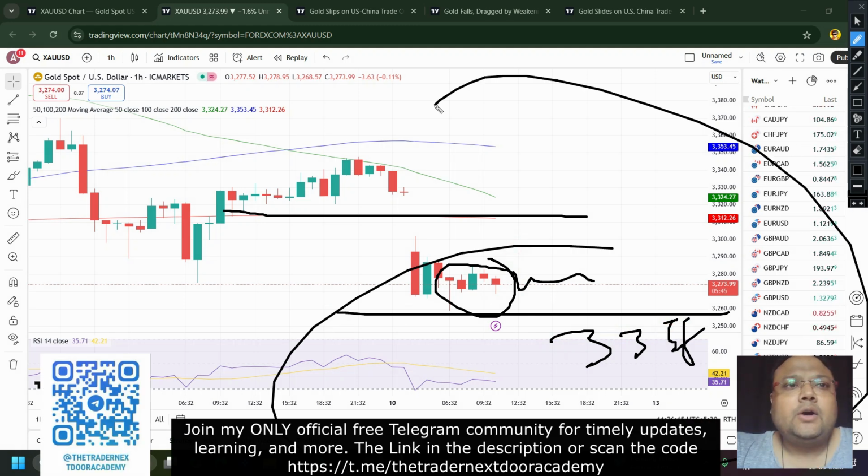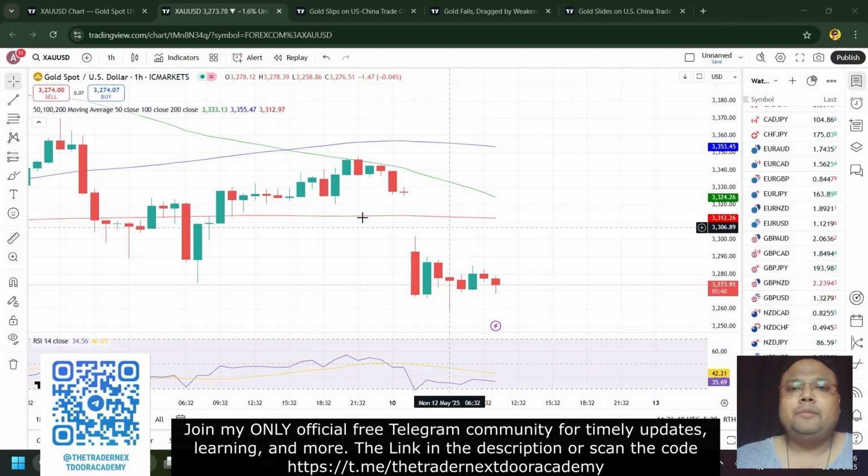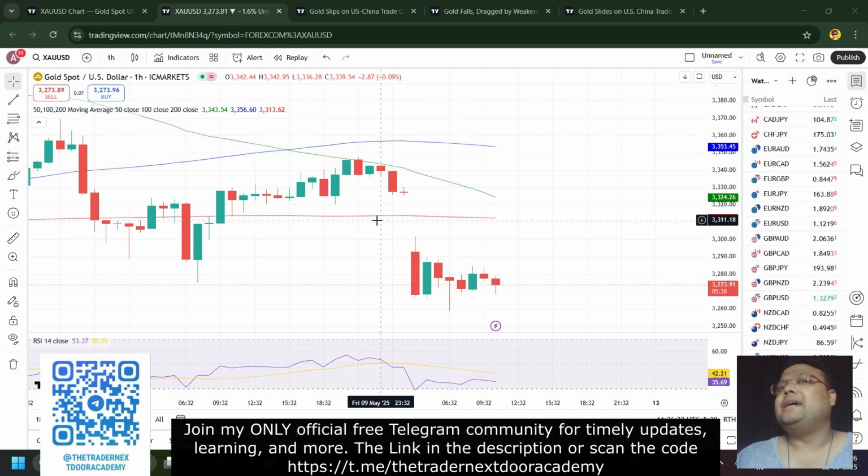So let's hope for the best. Let's wait and watch. Today is not a very ideal day because of this confusion. If you trade on other assets or other currency pairs, you can try there as well. Let the market settle. That will be a better thing to do.